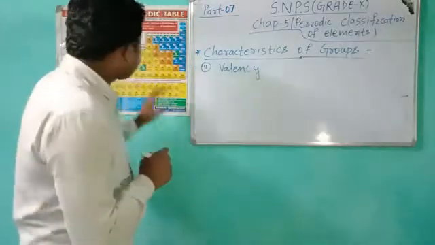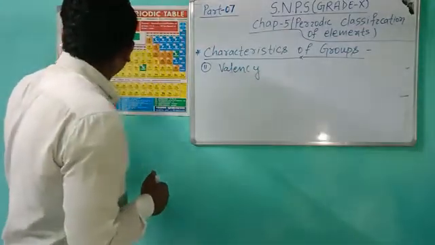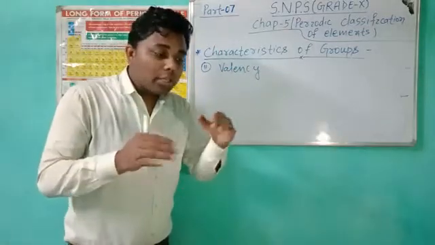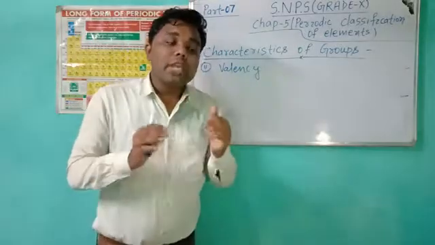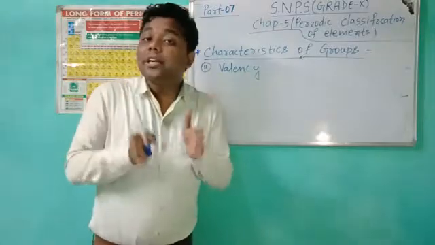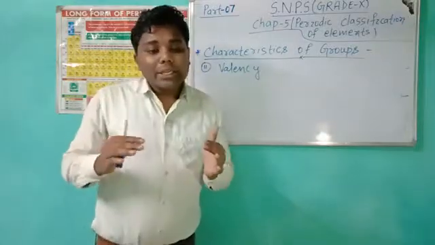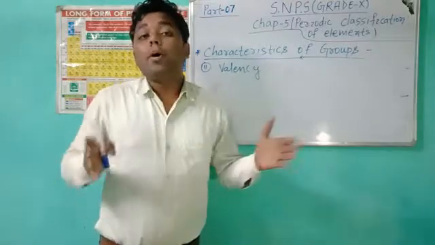Okay, if we talk about group number 2, beryllium, magnesium, calcium, they have valency 2, because in their outermost shell there are only 2 electrons, and these are metals. They have a tendency to lose electrons, so they can easily lose 2 electrons in order to complete the octet.